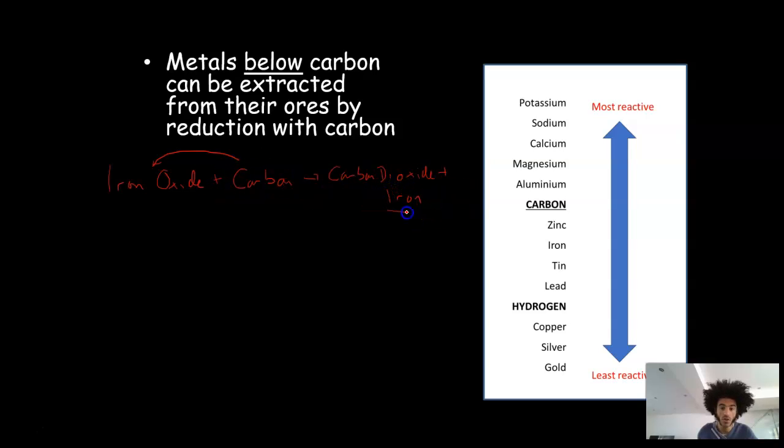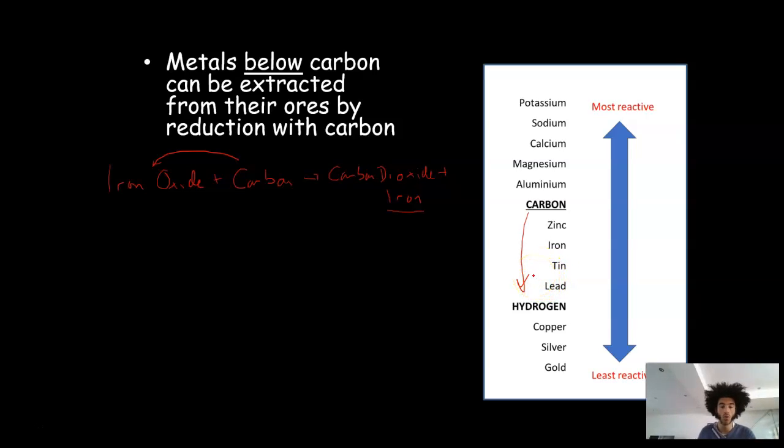You've then got the pure iron, which is useful, and you can use it for whatever you want, whether you want to make materials out of it, whatever. And it works because carbon is more reactive than iron, so it can kick it out in this displacement reaction. So that's for metals which are below carbon in the reactivity series. So you're talking about zinc, iron, lead, tin, whatever, all right?